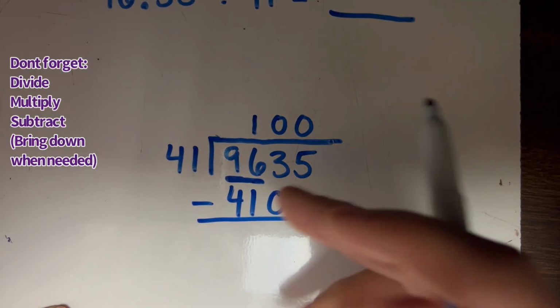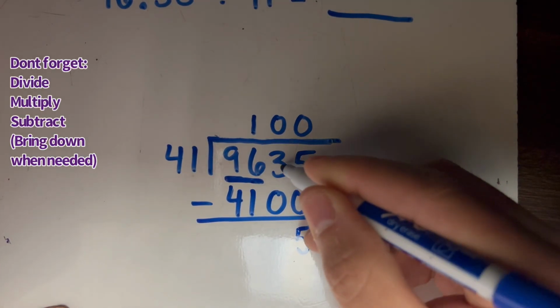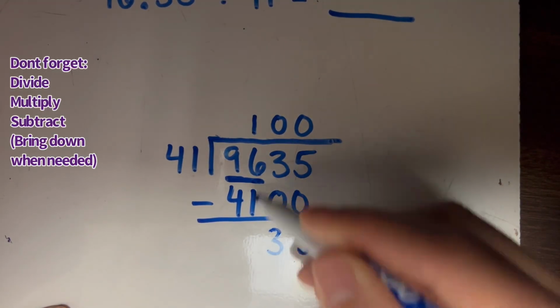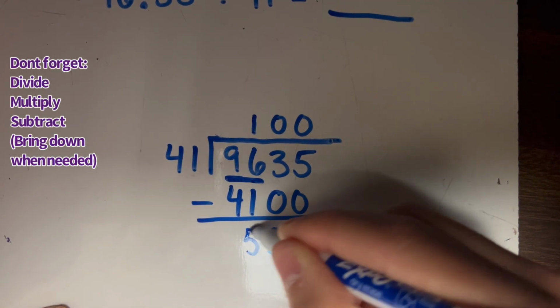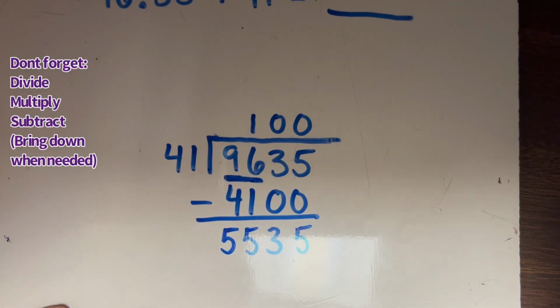All right, so now we're chiseling down this inside number. We're going to subtract. 5 minus 0 is 5. 3 minus 0 is 3. 6 minus 1 is 5. And 9 minus 4 is also 5.